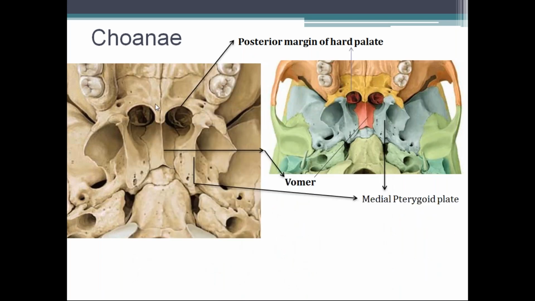So this is the choana. You can see this is the inferior view of the skull. In this you can see the posterior nasal aperture or choana, which is bounded medially by the vomer bone, above by the posterior margin of the hard palate, laterally by the medial pterygoid plate, and below by the body of the sphenoid bone. Here it communicates with the nasopharynx.